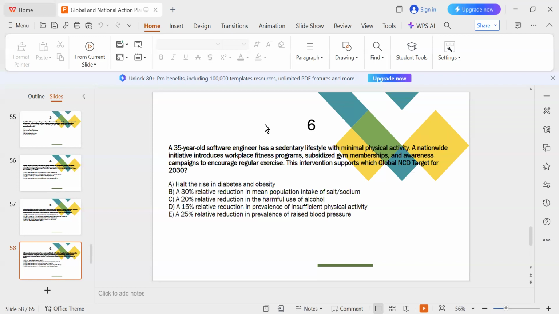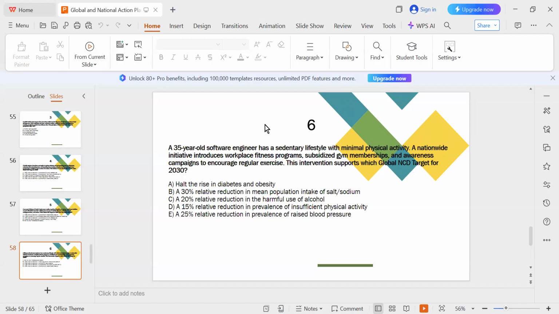A. Halt in rise in diabetes and obesity. B. A 30% relative reduction in mean population intake of salt or sodium. C. A 20% relative reduction in the harmful use of alcohol. D. A 15% relative reduction in prevalence of insufficient physical activity. E. A 25% relative reduction in prevalence of raised blood pressure.